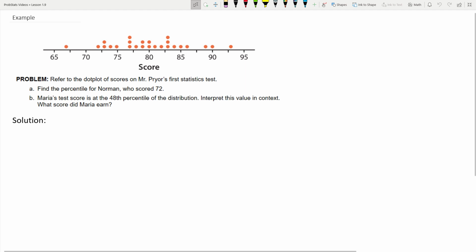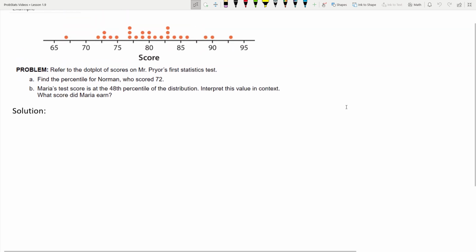All right, so let's look at an example. So we're referring to the same dot plot earlier, so I went ahead and pasted it on here. Find the percentile for Norman, who scored a 72. Maria's test score is at the 48th percentile of the distribution. Interpret this value in context. What score did Maria earn?